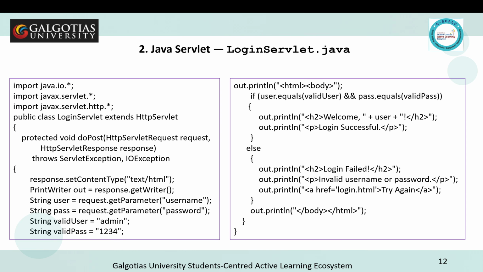This servlet reads username and password using request.getParameter method. It compares them with hard-coded valid credentials. Based on the result, it generates either a success or failure response.